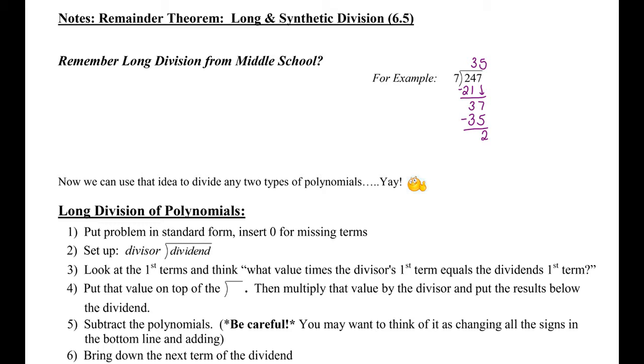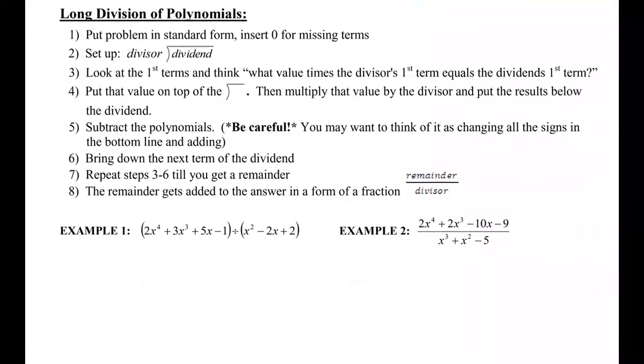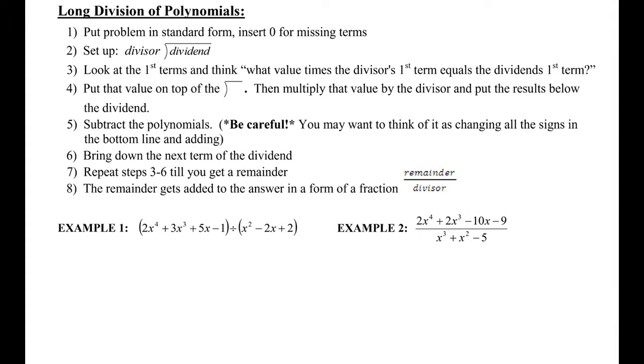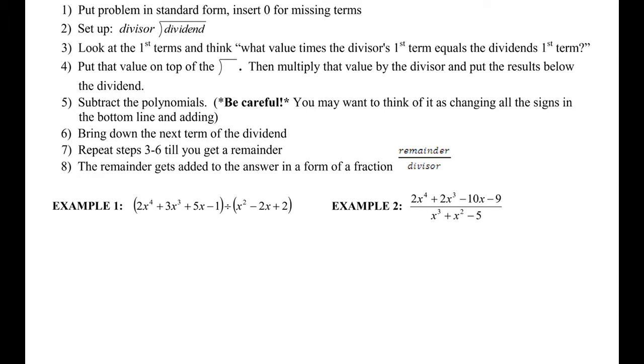Now we're going to use the same idea to divide any two types of polynomials. We're going to go through the steps as we go through example 1. Step 1 is put the problem in standard form and insert 0 for any missing terms. For example, this first one is missing an x squared term, so we want to insert a 0x squared to act as a placeholder for us.